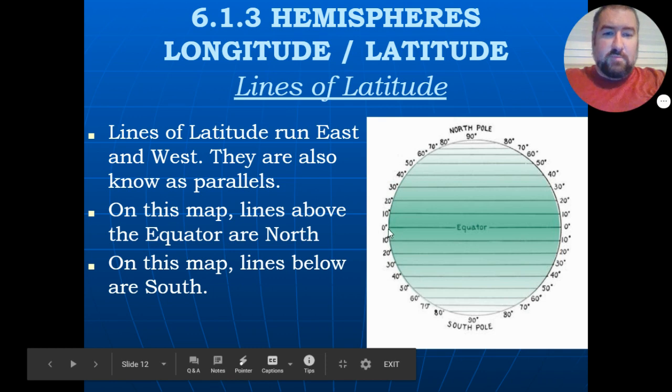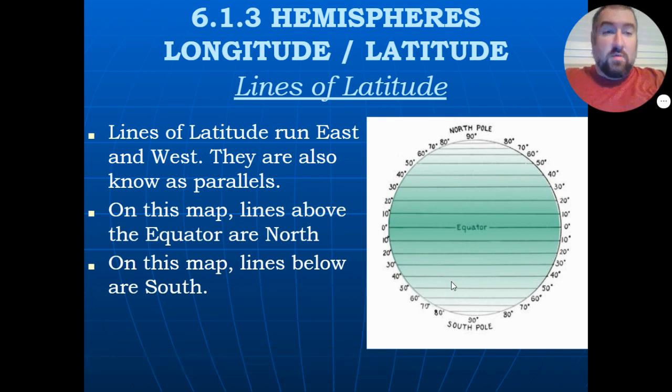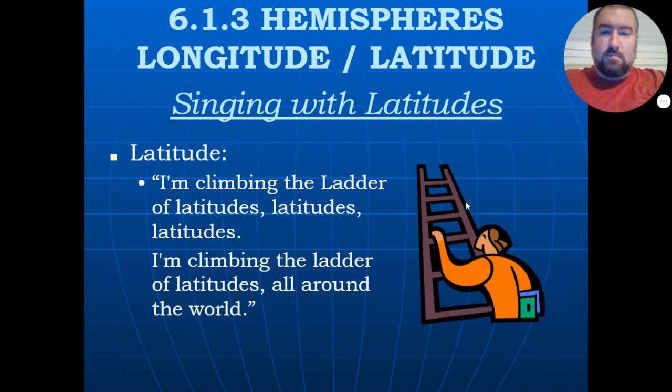So fairly straightforward. If it's south of the equator, it's 40 degrees south. If it's north of the equator, it's 20 degrees north. Fairly straightforward. So we're going to go ahead and do a quick little exercise involving singing with latitude.